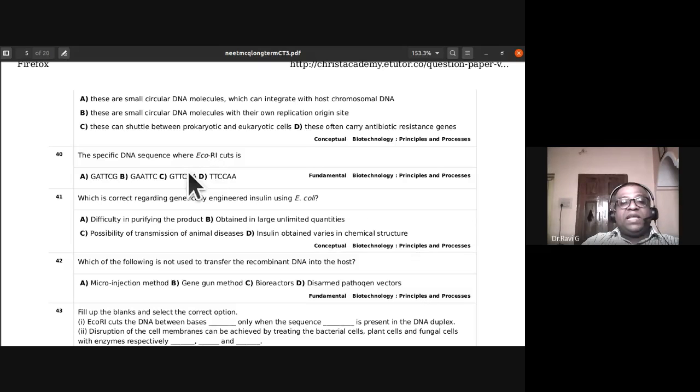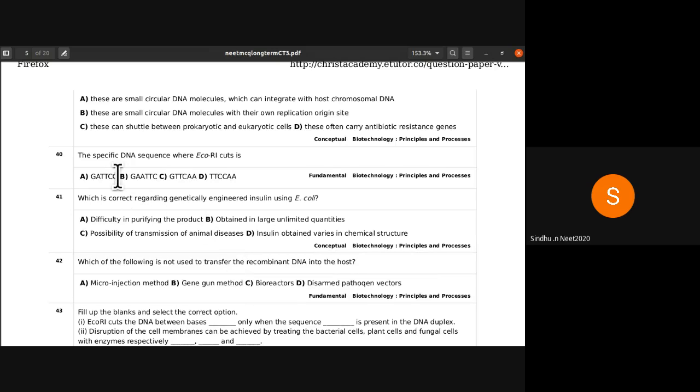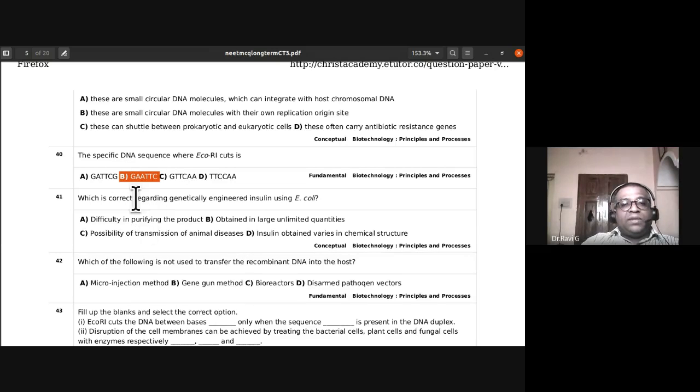The specific DNA sequence where EcoRI cuts is. This is an easy answer, you should tell me. Option B. B, GAA TTC. See, the first three are GAA, and the reverse complementary follows. What is complementary to A? TT. What is complementary to G? C. So very easily you can identify the palindromic sequence even if they have given a single sequence. Or write the complementary and see. So if you find it difficult to find out using the straight strand, use the complementary strand.